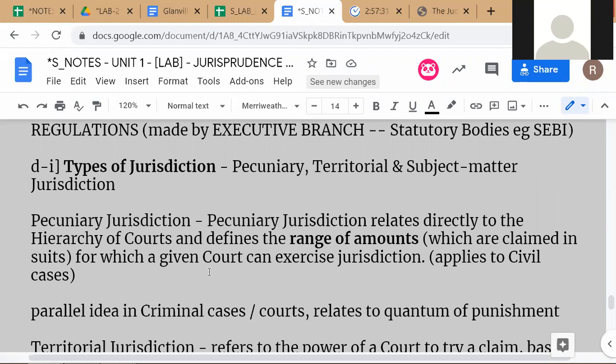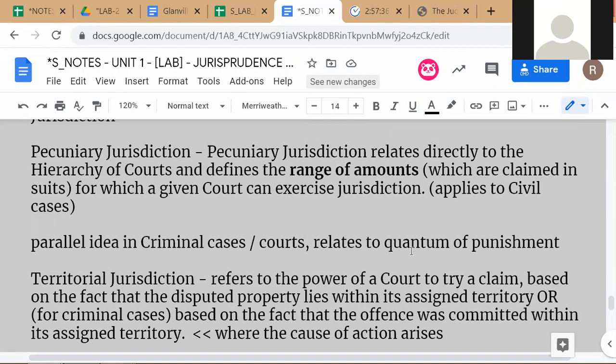Now, in the case of criminal cases, jurisdiction relates to quantum of punishment. For instance, a sessions judge can issue a death penalty, but the lower criminal courts, below the sessions court, can't issue a death penalty kind of verdict. So this relates to quantum of punishment in criminal cases. That would not be called pecuniary, of course, but it's a parallel kind of concept.